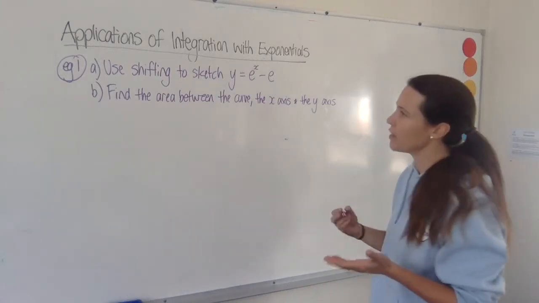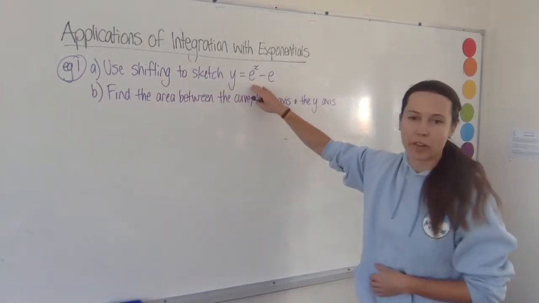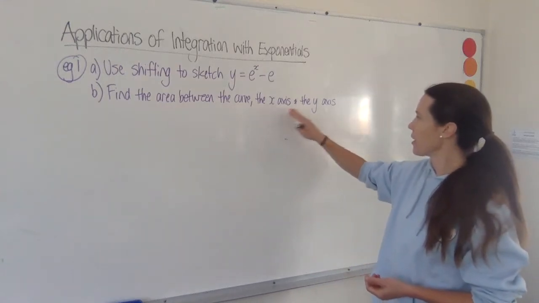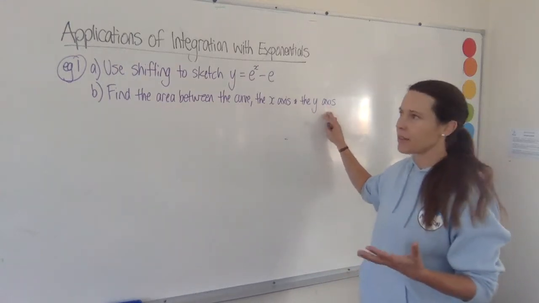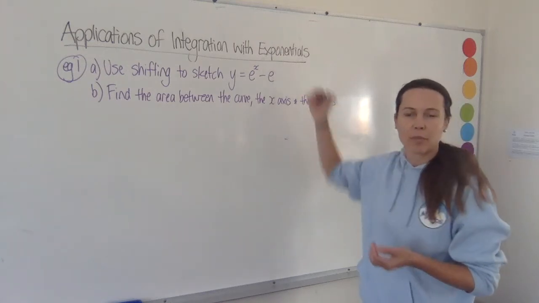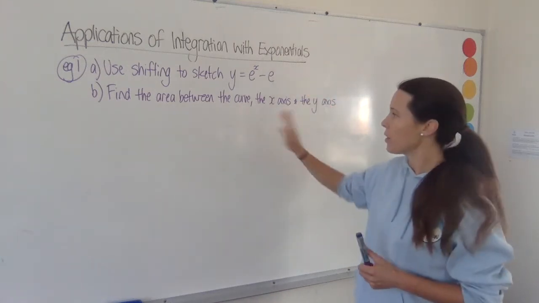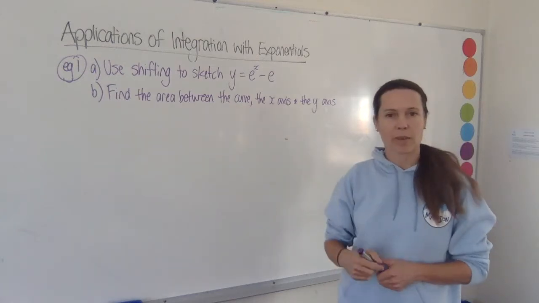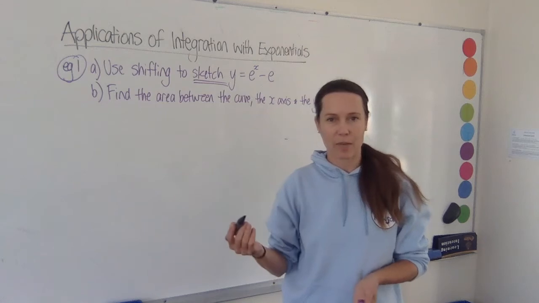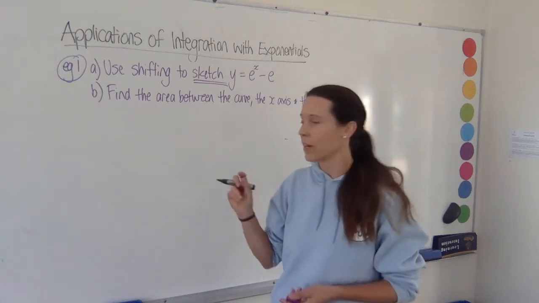In this example, we need to use shifting to sketch a curve, and then we need to find the area between the curve, the x-axis and the y-axis. Now this question has led us in really nicely by asking us to sketch something, but a really good rule of thumb is that when we're tackling these sorts of questions about area, performing a quick sketch is actually a good idea anyway. So that's something that you can do. It's a red hot tip.